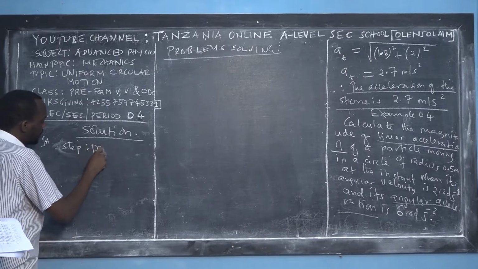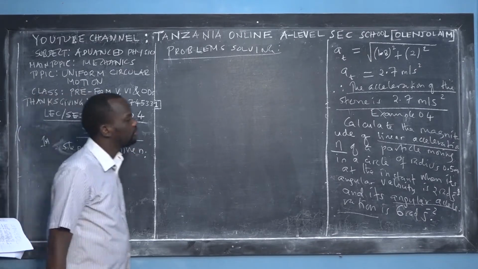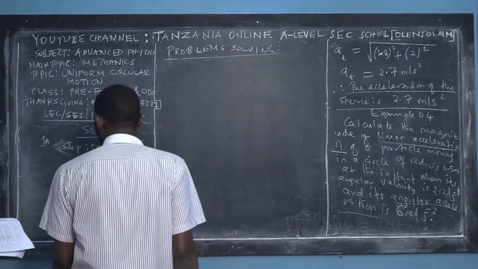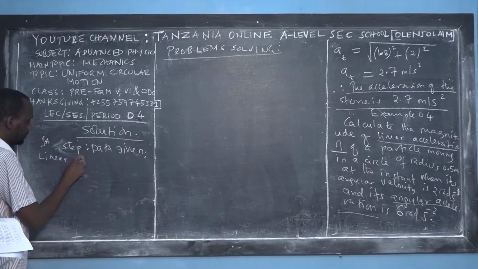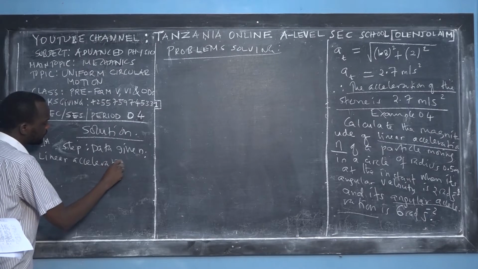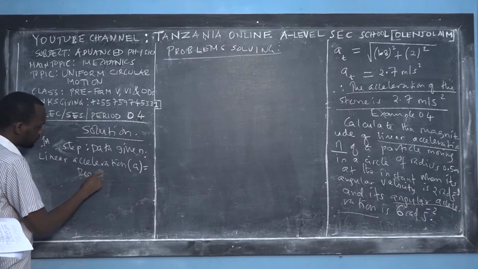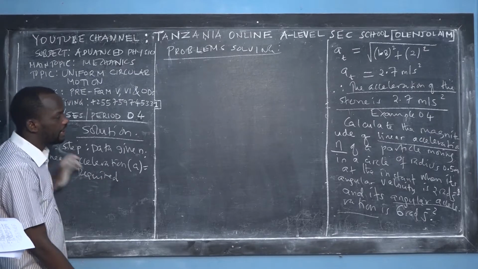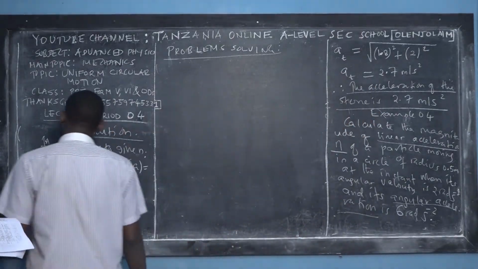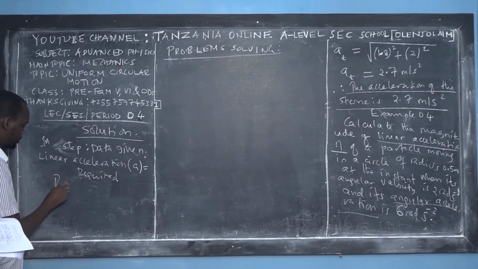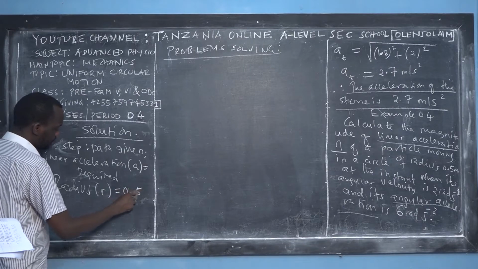The first stage, what are we given? We are given first to calculate the magnitude of linear acceleration. So we need to find the linear acceleration, which is required. And then we are given a particle moving at a radius of 0.5 meter, which is r, 0.5 meter.